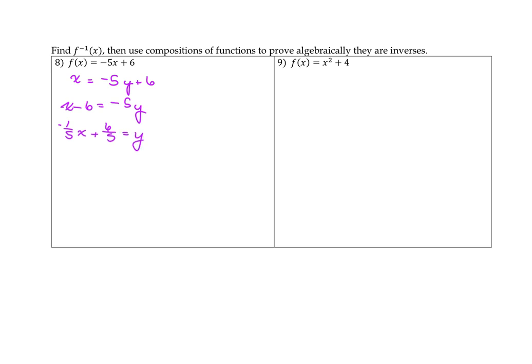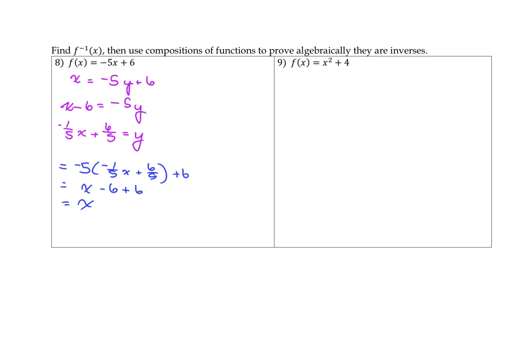So now I'm going to use composition. So we're first going to start with the original of -5 times -1/5 x plus 6/5 plus 6. Distribute, and I get positive x, -6 plus 6, I get x. So in that direction, it definitely works.